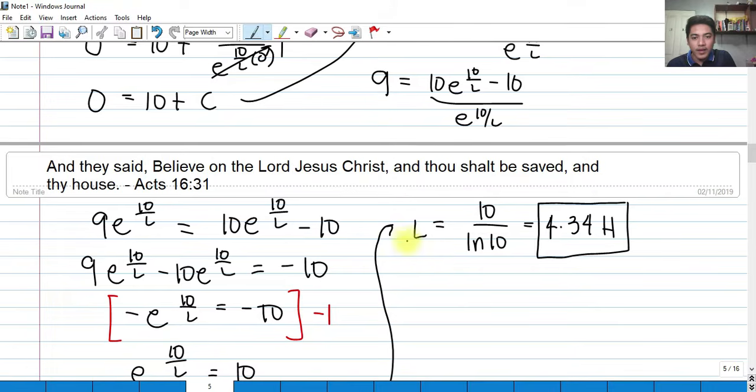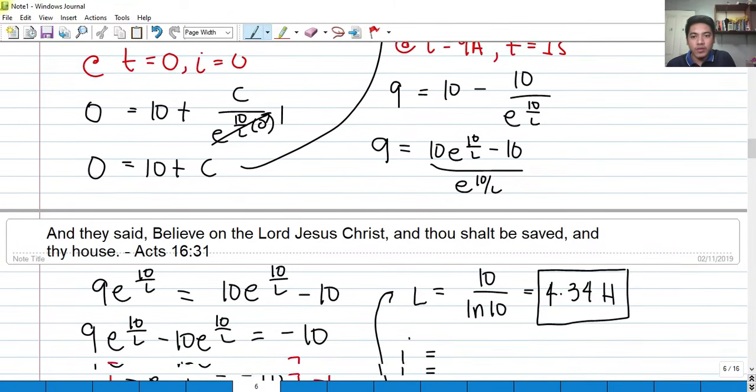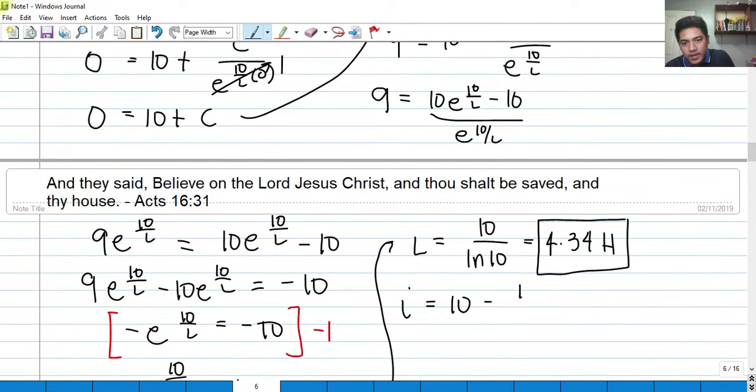So if I'm going to plug in, our model equation is I is equal to 10 minus 10 over e raised to 10 over 4.34. Let me just rewrite this. So this should be e raised to 10 over 4.34, which is the value of L, multiplied by t.